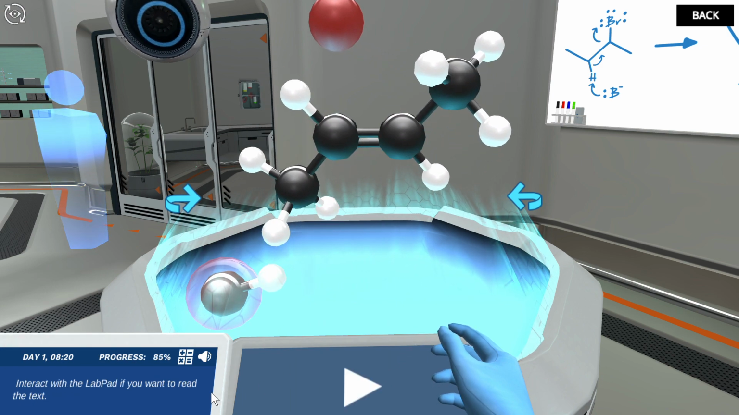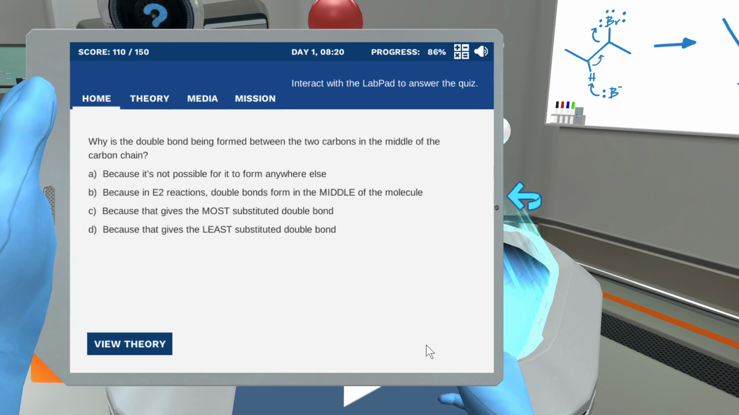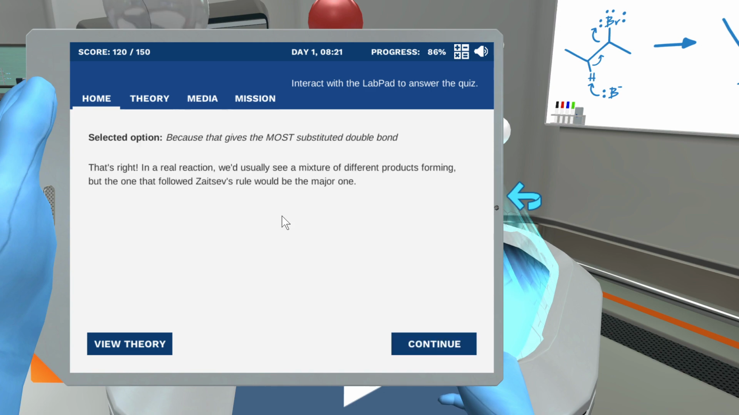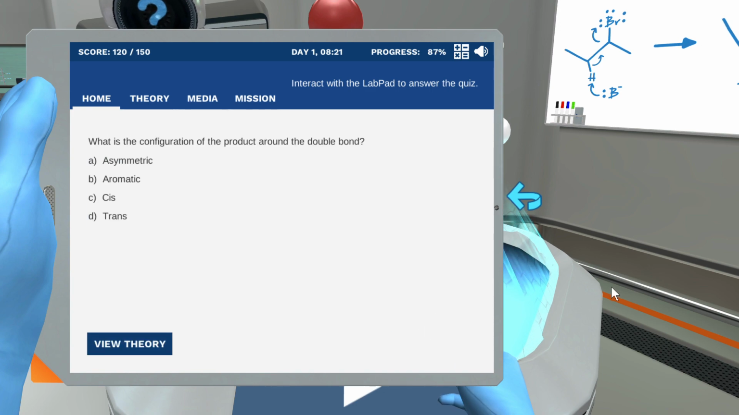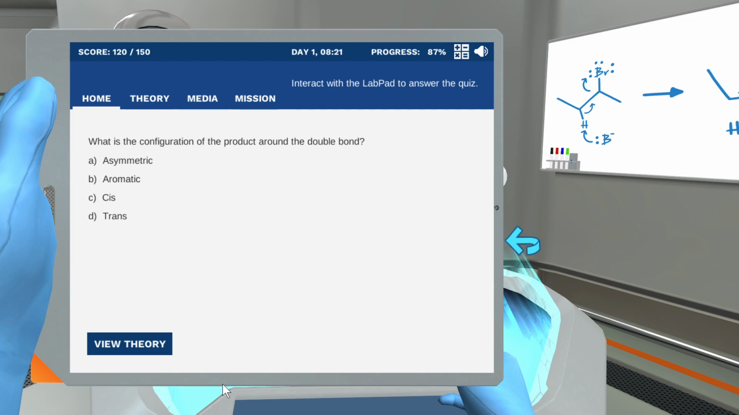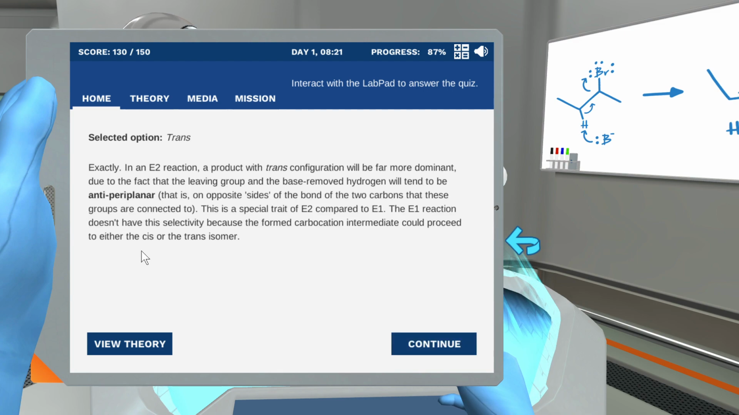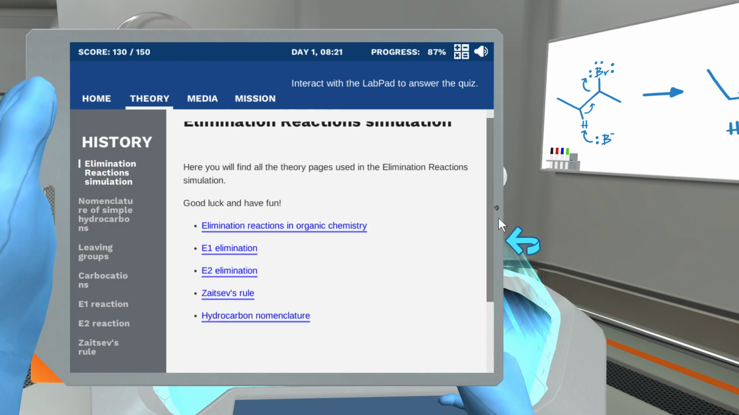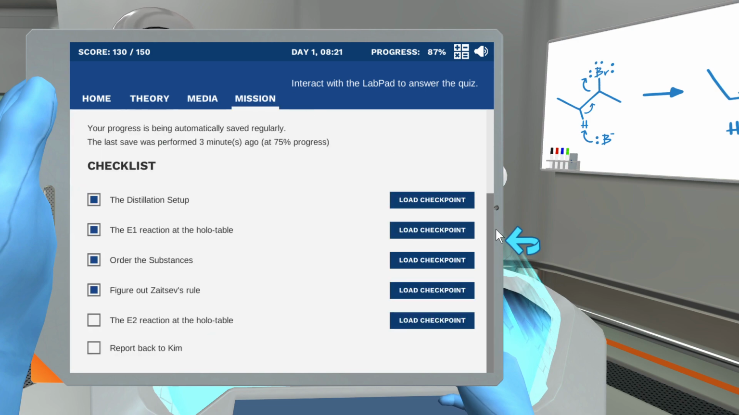Cool, right? I will now ask you a few questions about this mechanism. Why is the double bond being formed between the two carbons in the middle of the carbon chain? That's right. In a real reaction, what is the configuration of the product around the double bond? Exactly. In an E2 reaction, a product with trans configuration will be far more dominant, due to the fact that the leaving group and the base removed hydrogen will tend to be anti-periplanar.